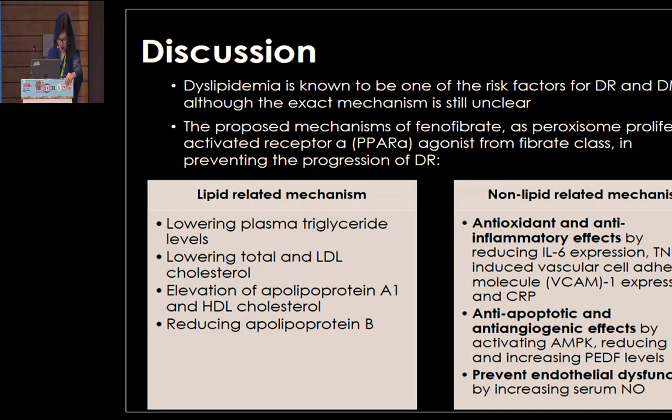So I think fenofibrate has been proposed as an alternative treatment to prevent progression of DR, but still we don't know exactly how it works in prevention. One would propose its mechanism related to lipid, which is lowering the TG, lowering total cholesterol and LDL, and also elevating ApoA1 and HDL cholesterol, and also reducing ApoB.